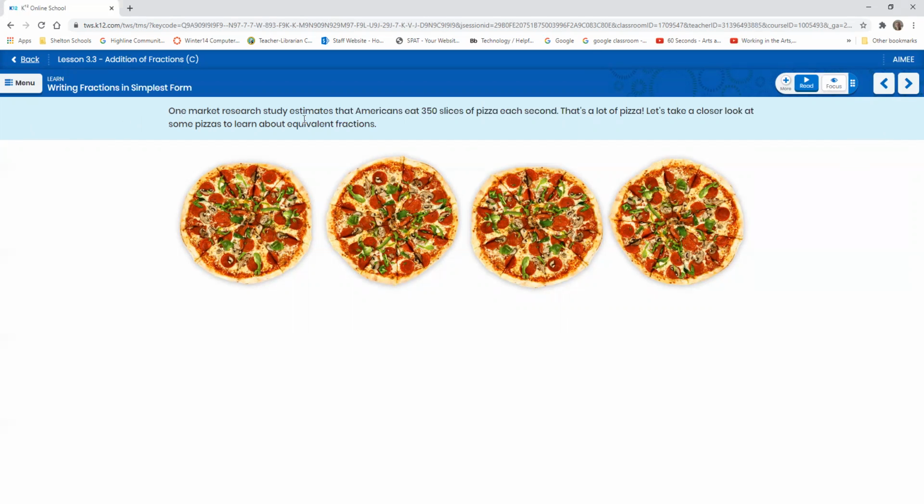One market research study estimates that Americans eat 350 slices of pizza each second. That's a lot of pizza. Let's take a closer look at some pizzas to learn about equivalent fractions.